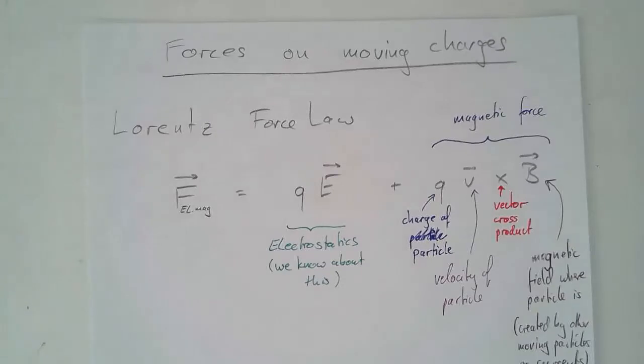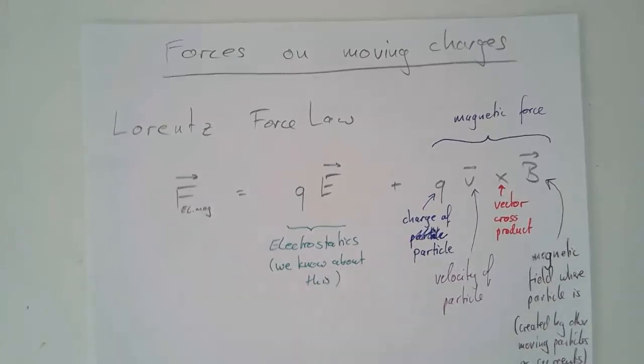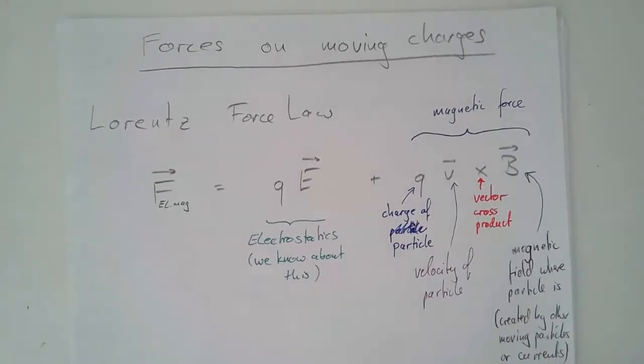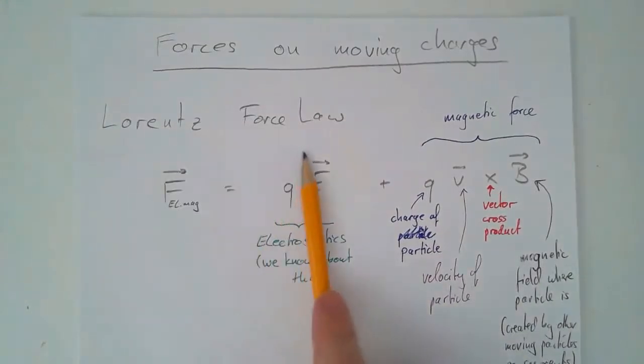But let's suppose there is a magnetic field, maybe created by some nearby current, then how does that magnetic field affect a charge that's moving through it? Because remember, fundamentally, magnetism is about interactions between two moving charged particles. So the general law that gives us the force is called the Lorentz force law.